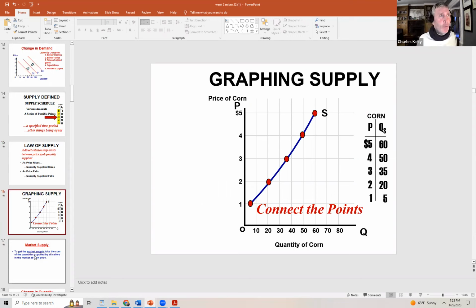So this is the graph of one farmer. And this is how much corn this farmer is willing and able to make available for sale at a series of prices for this specified amount of time, 1 week, other things equal. But remember, we're typically not interested in one seller.